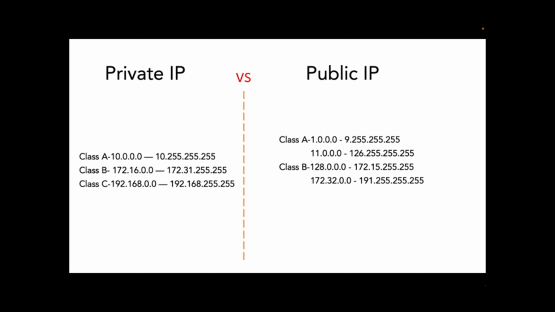Similarly, for class C, we have 192.168.0.0 till 192.168.255.255. And similarly, for public IP addresses, it excludes the private class C IP addresses.